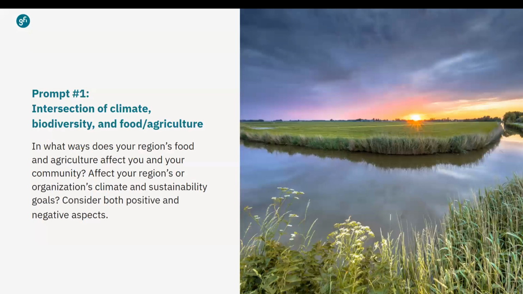All right, with that, I'm going to invite Ryan to invite you to our first prompt. This is where things are going to get a little bit more discussion based. I know, exciting. So in what ways does your region's food and agriculture affect you and your community? Think about that for a moment. And how does it affect your region or organization's climate and sustainability goals? So think about what you do, why you're at this conference. Think about that from a food lens. Consider both positive and negative aspects.